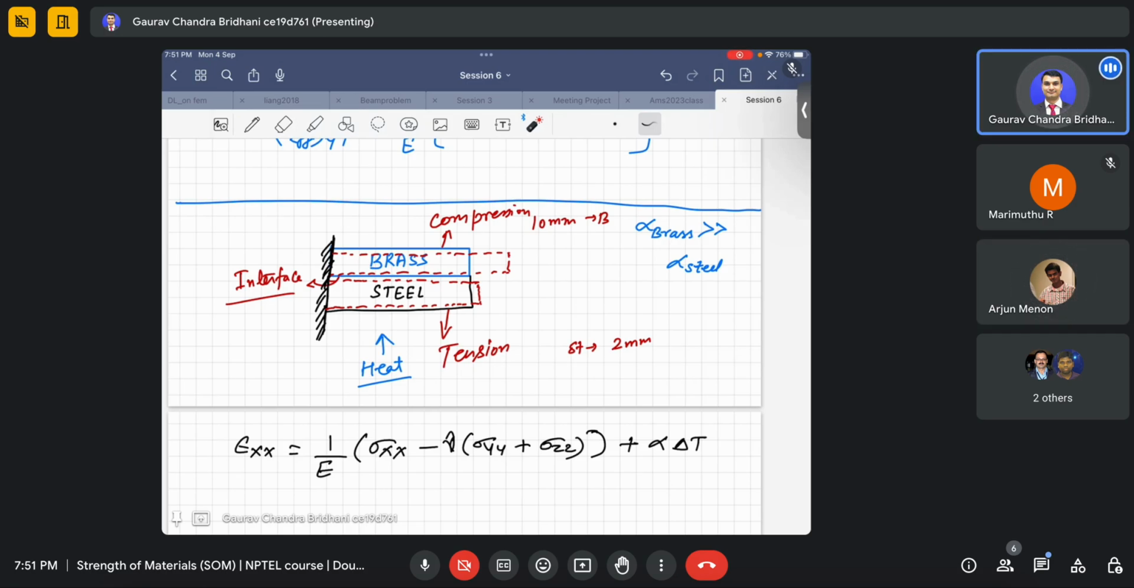Yeah, exactly. Then the thermal strain will be same. Yes, because they have to act in unison. They can't act separately because they share a common boundary, common interface. If they would have acted in their own way, then it would be a different case.